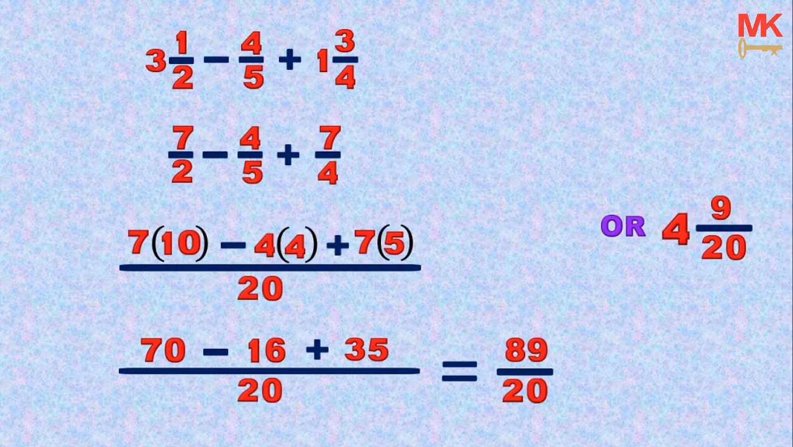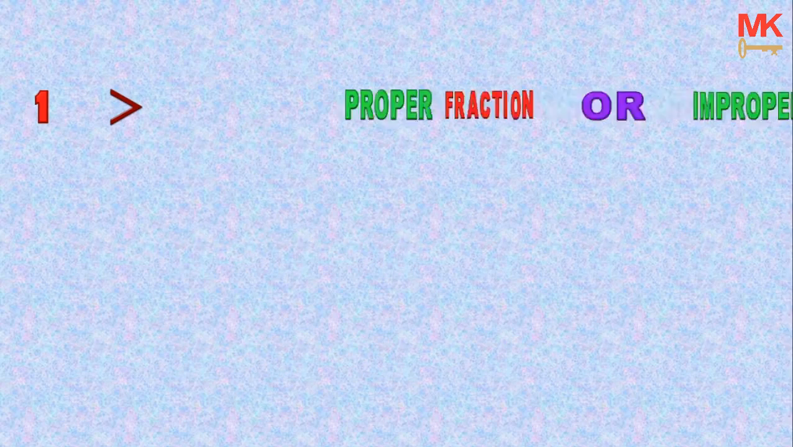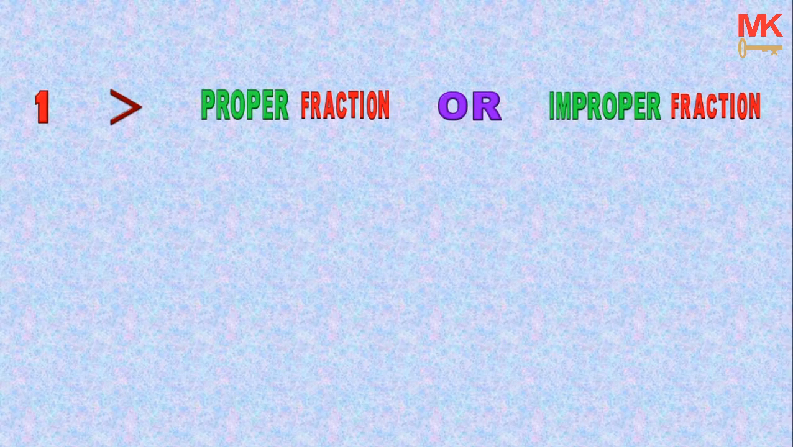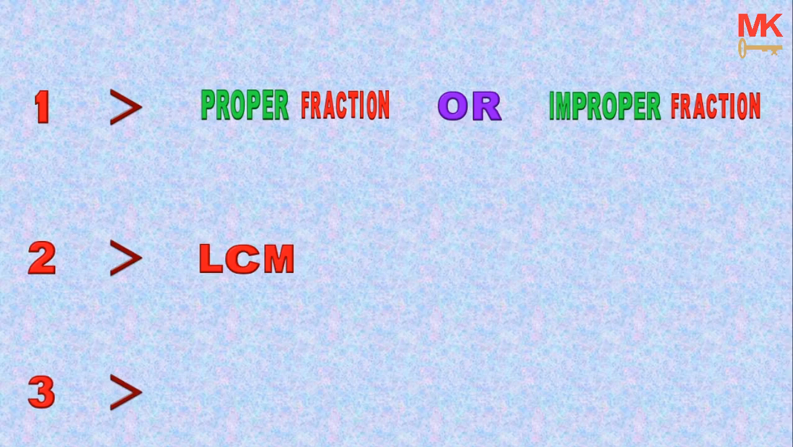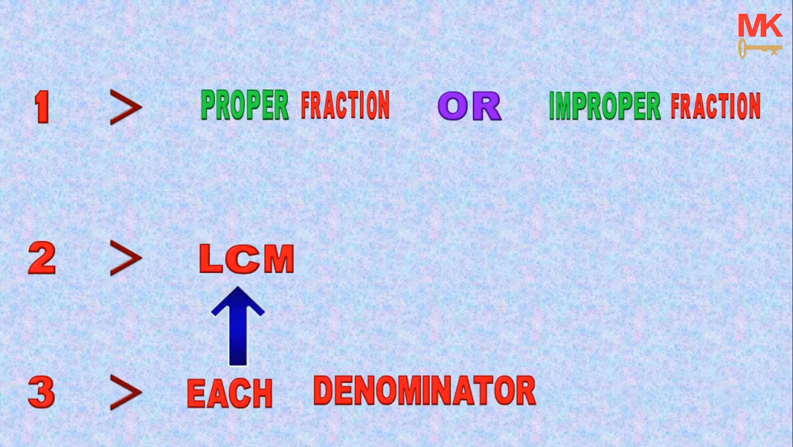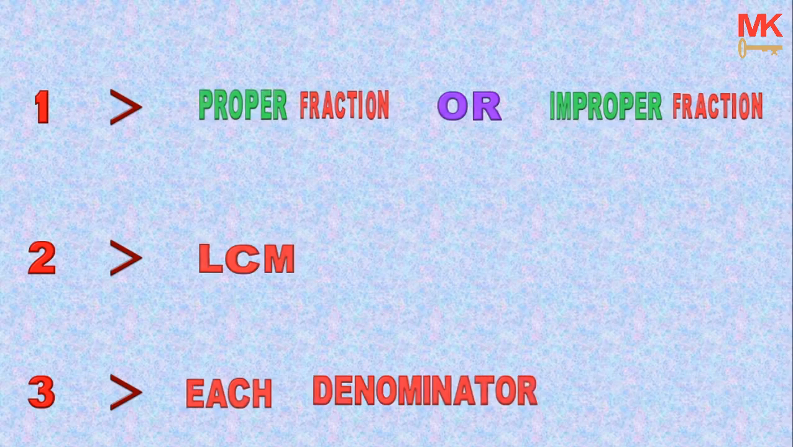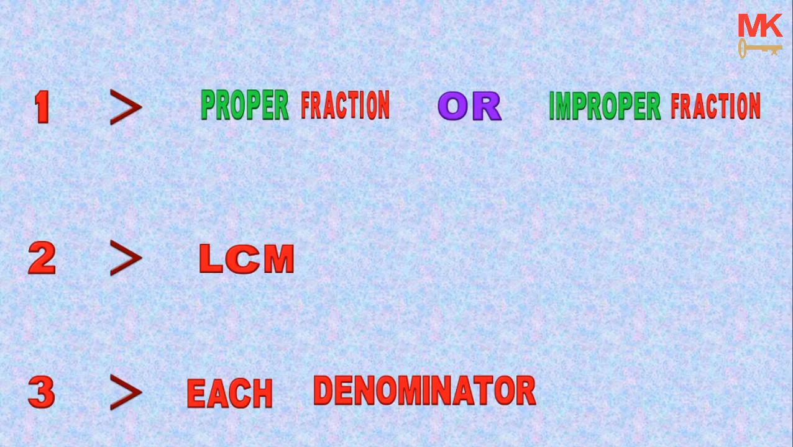Let us quickly take a brief summary of what we have just learned in this video. Now, to add and subtract fractions, the first thing we should do is to make sure that each fraction is written as either a proper fraction or an improper fraction. The second thing to do is to find the LCM of the denominators, and the third thing is that each denominator goes into the LCM and the result is used to multiply its numerator. These are the 3 main steps to be followed when adding and subtracting fractions.